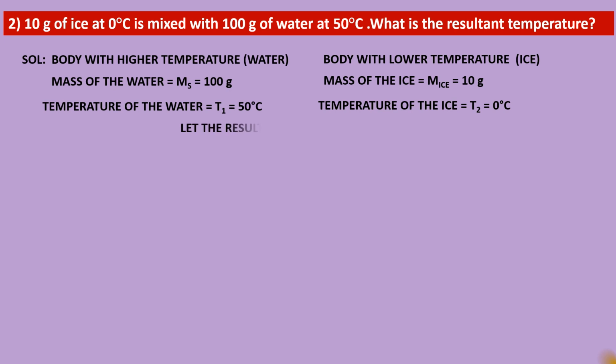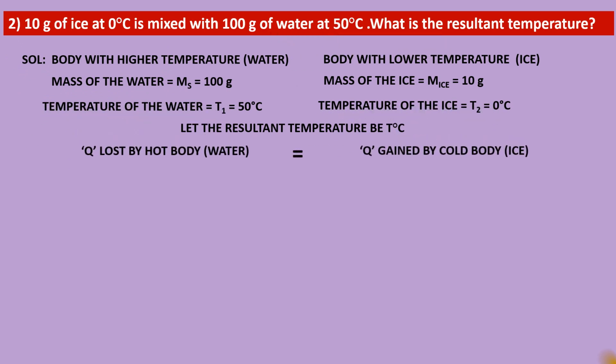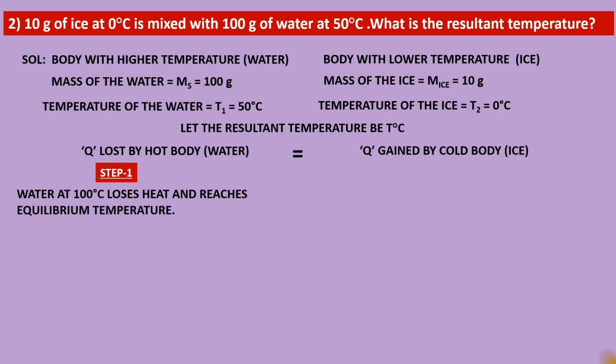Let the resultant temperature be T degrees Celsius. According to the method of mixtures, we know that heat lost by the hot body water is equal to heat gained by the cold body ice. Two different kinds of samples are given, one is water and another is ice. Here, the hot body is water and it loses heat in one step. Water at 50 degrees Celsius loses heat and reaches equilibrium temperature. For this, we are using the formula Q is equal to ms delta T.